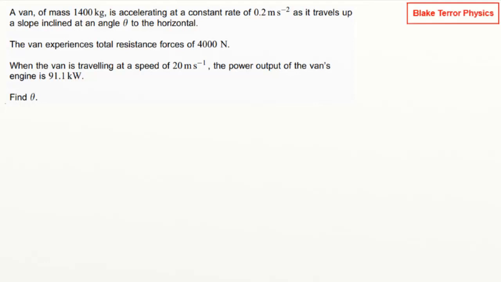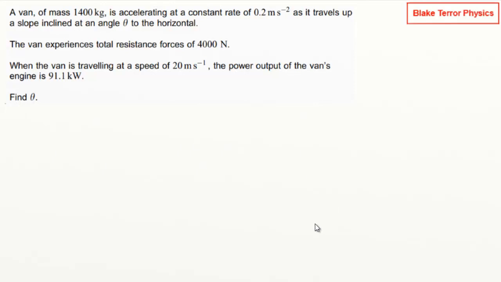Hello, here we're going to go through a question looking at some power. We've got a van of mass 1400 kilograms accelerating at a constant rate of 0.2 meters per second squared, traveling up a slope inclined at some angle theta to the horizontal. It's got resistive forces in total of 4,000 newtons. When the van is traveling at a speed of 20 meters per second, the power output of the van's engine is 91.1 kilowatts. So we need to find theta.